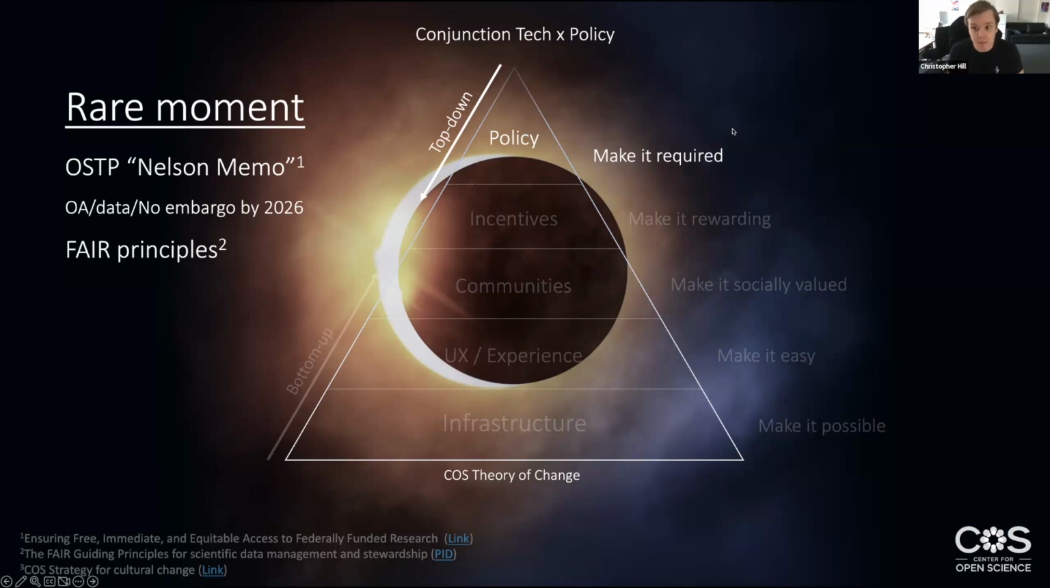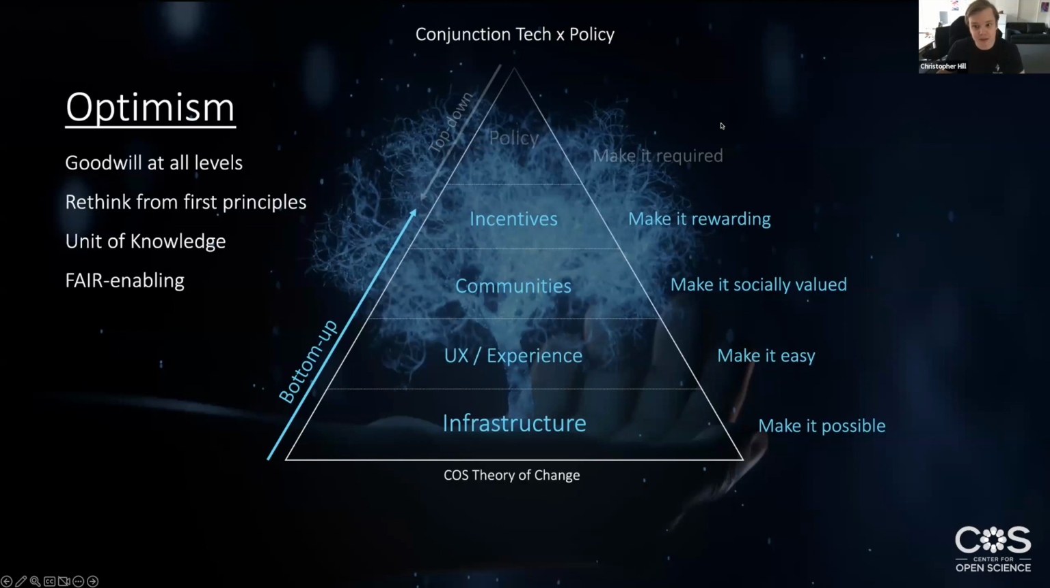The Center for Open Science has been doing tremendous work, and they have this framework for change, which I love. There's this idea of a pyramid in which at the very top you have policy, then you have incentives, then you have communities, then you have user experience, and then at the very bottom, you have infrastructure. So right now the policy is clearly in place, and it's a moment that we can build all of the infrastructure, the user experience, the communities, and the incentives to improve the system, to create more reproducible research, to realign the incentives for scientists. So it's a moment of optimism.